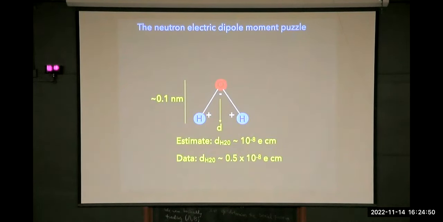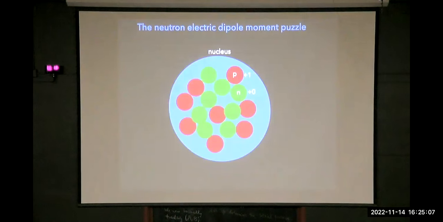Great. Let's try to estimate the magnitude of the electric dipole moment of water. There's a charge of about 1 electric charge separated over a distance of about 0.1 nanometers. So we'll estimate 10^-8 e-centimeters. Let's compare that to data, and we're off by a factor of 2. Pretty good. Let's zoom in at our nucleus.